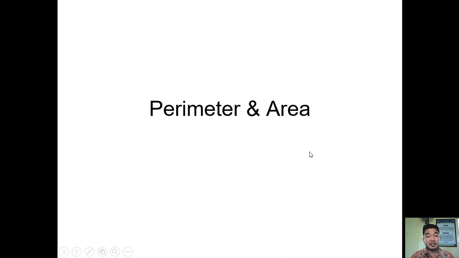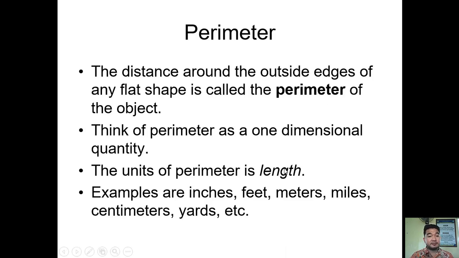We move on to the perimeter and area. So perimeter, let us first define what perimeter is all about. This is a sort of review. It is the distance around the outside edges of any flat surface. Then think of a perimeter as one-dimensional quantity, meaning ang unit natin dito laging to the power of 1. The units of perimeter is length, of course. That's the unit. Ang sinusukat natin dito ay haba. Examples are inches, feet, meters, miles, centimeters, yards, and so on.